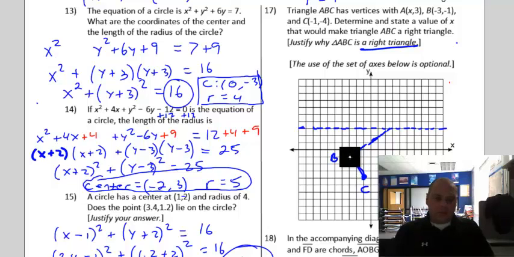So I need my slope. I'm going to go down 1, 2, 3 over 2. So it's -3 over 2. And then the negative reciprocal is going to be 2/3. So I'm going to go up 2 over 3, and then up 2 over 3. So it looks like we're going to be right here. And that is the point 3, 3.